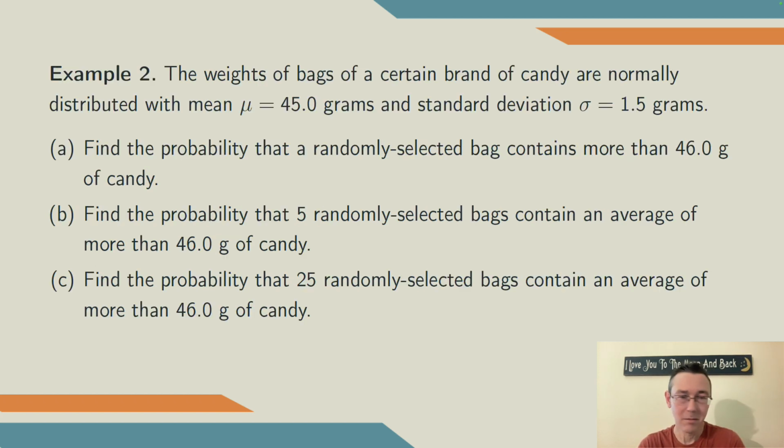Example 2, again, pause the video, give this one a try before advancing. The weights of bags of a certain brand of candy are normally distributed with mean 45 grams and standard deviation 1.5 grams. So find the probability that one randomly selected bag contains more than 46 grams, that 5 randomly selected bags contain an average of more than 46, and the probability that 25 randomly selected bags contain an average over 46.